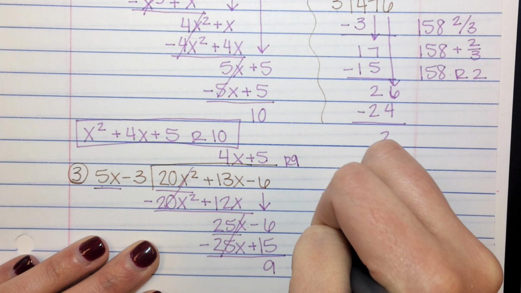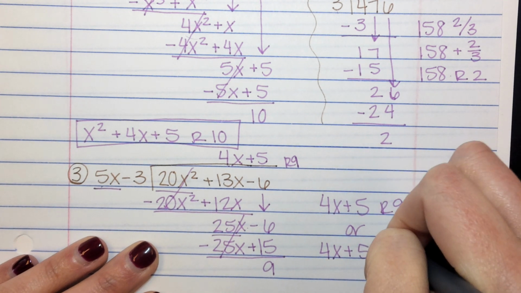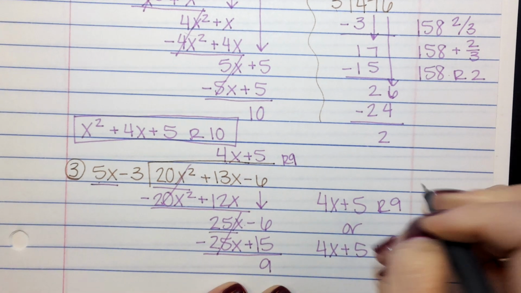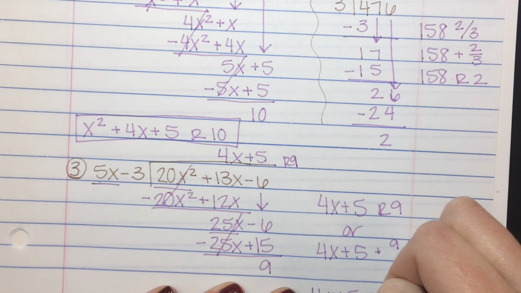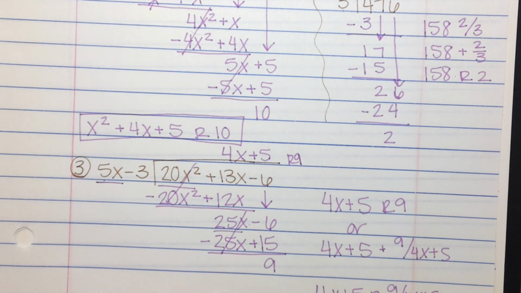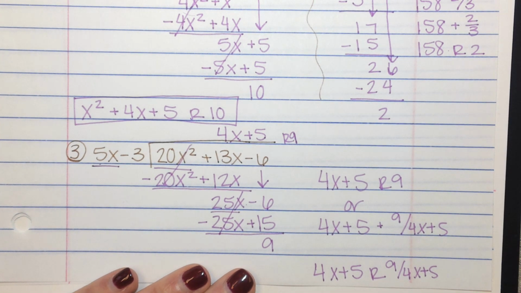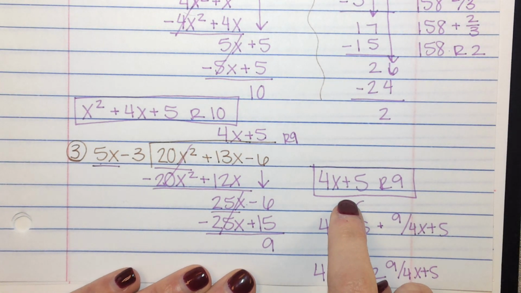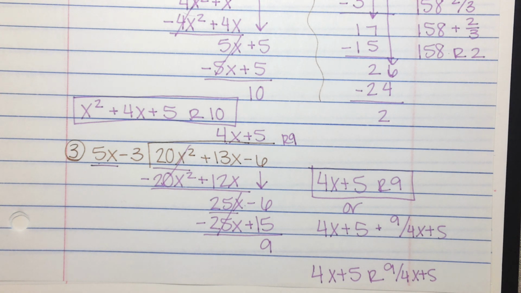Or 4x plus 5 plus 9 over 4x plus 5. Or 4x plus 5 with the remainder 9 over 4x plus 5. You can write it either of those ways. It just depends on what Math Excel is wanting from you. Okay, this is the easiest if Math Excel isn't wanting something specific. But they all mean the same thing.